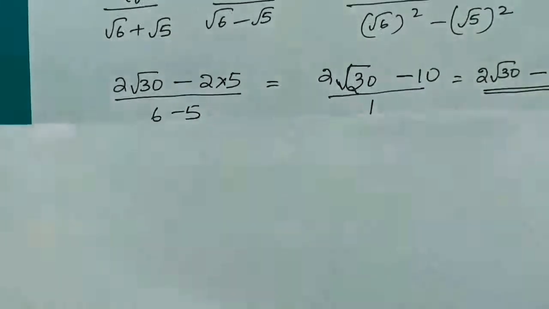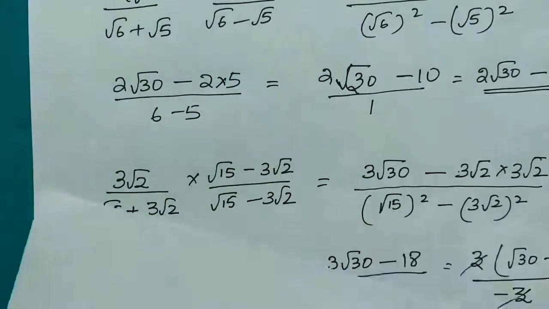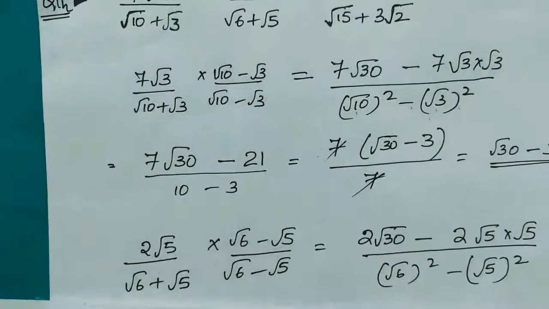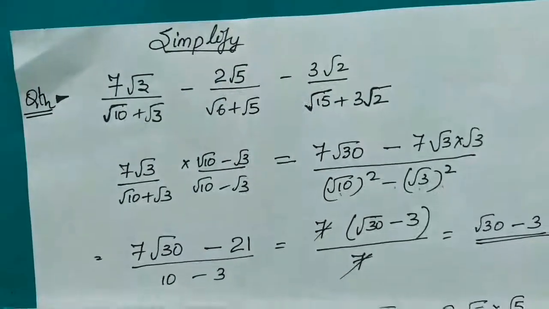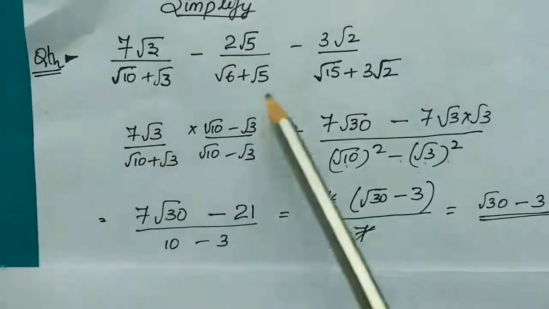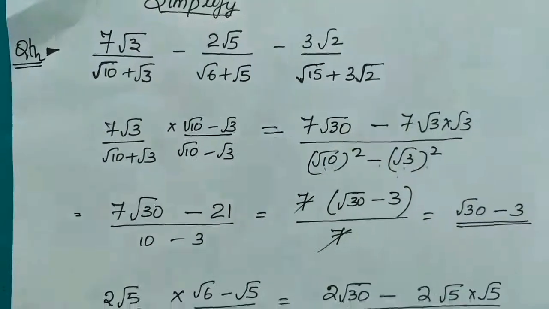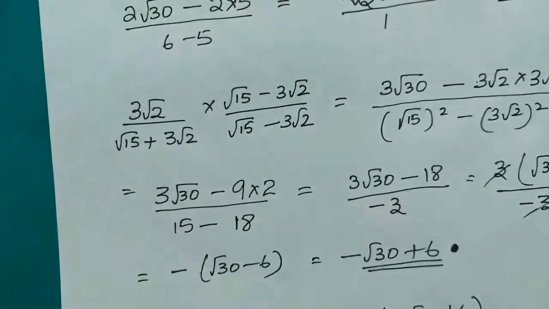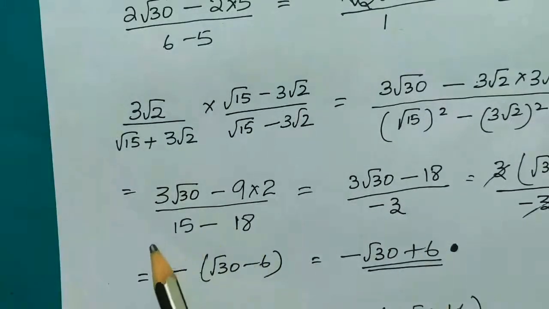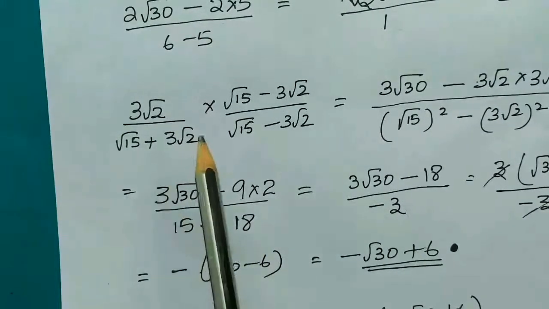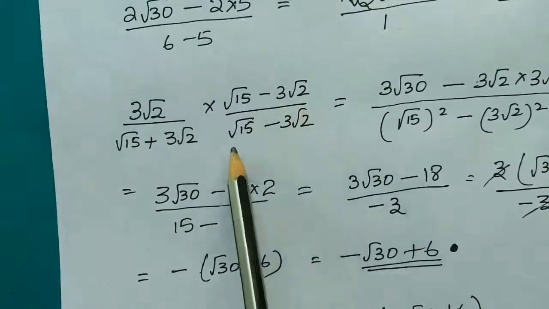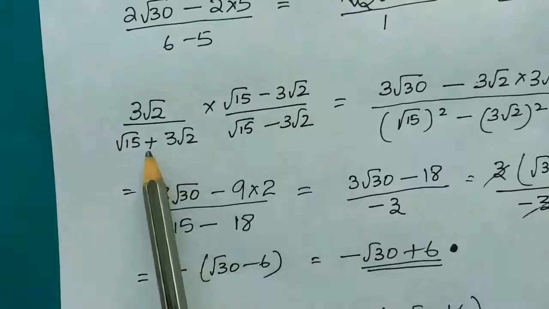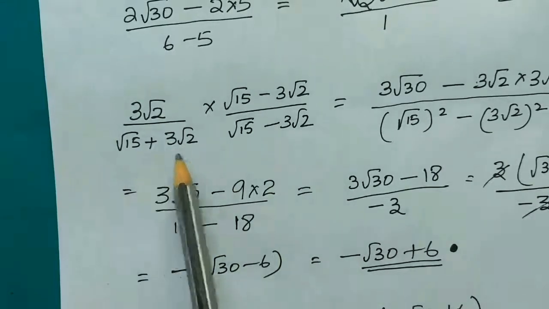The question has 3 parts, and we have been doing it section by section. The last one is 3 root 2 by root 15 plus 3 root 2. So we have to take the conjugate again: root 15 minus 3 root 2 by root 15 minus 3 root 2. Just take the opposite sign of whatever is here.